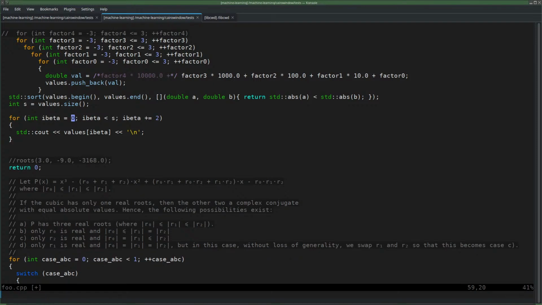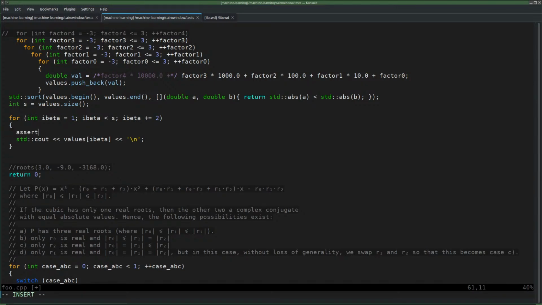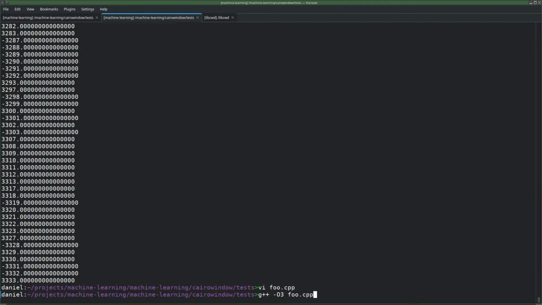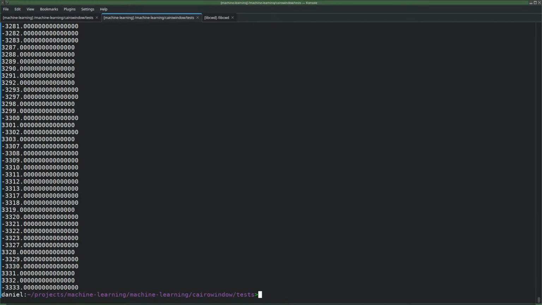Let me just start at one or something, and assert that the absolute value of this thing is unequal to the absolute value of the previous one. There's a better way. The previous one must be larger, not just unequal. Yep.